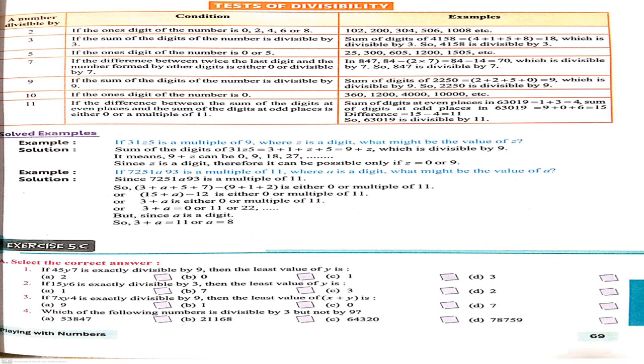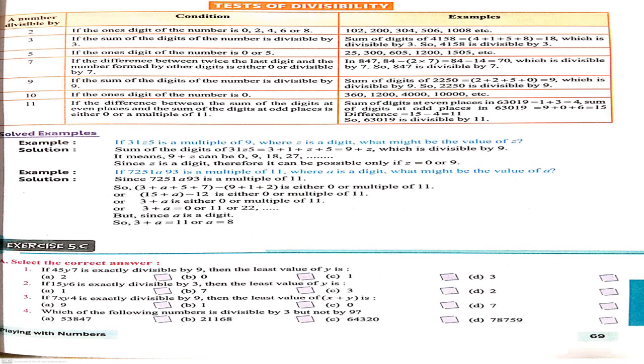Now 11. If the difference between the sum of the digits at even places and the sum of the digits at odd places is either 0 or a multiple of 11. So see the example. Sum of digits at even places in 63,019. So 1 plus 3 equals 4, and sum of digits at odd places in this number, 9 plus 0 plus 6 equals 15. Now 15 minus 4 is 11. So this number is divisible by 11.